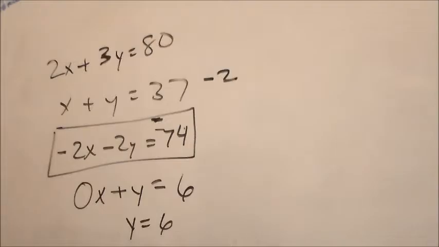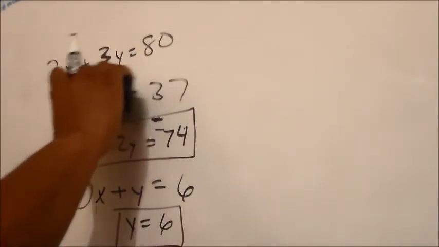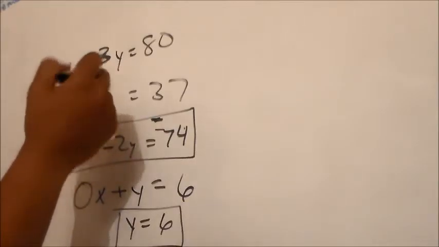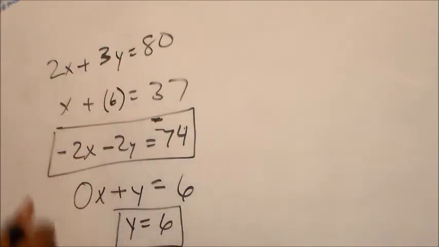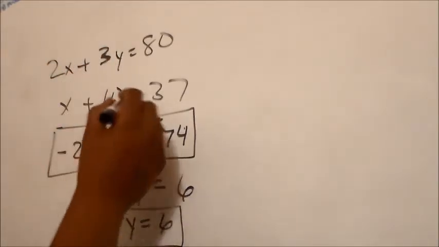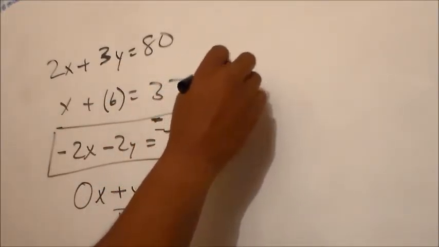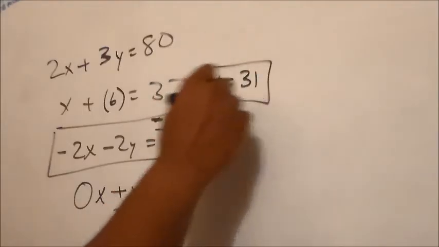Okay. So now we're going to put 6 in our original equation here instead of y. Since we've defined what y is, we just got to find x. So negative 6, no, I'm sorry, just 6 goes there, right? So if I subtract 6 from both sides, x is going to be equal to 31.